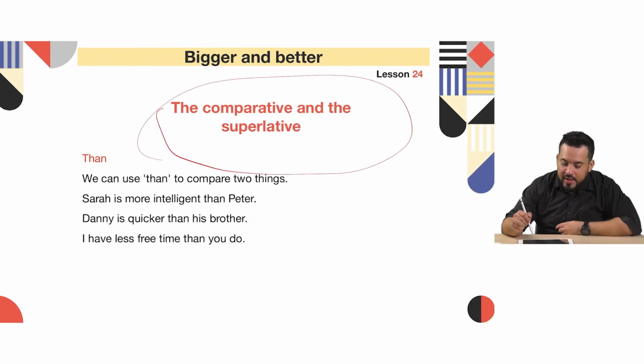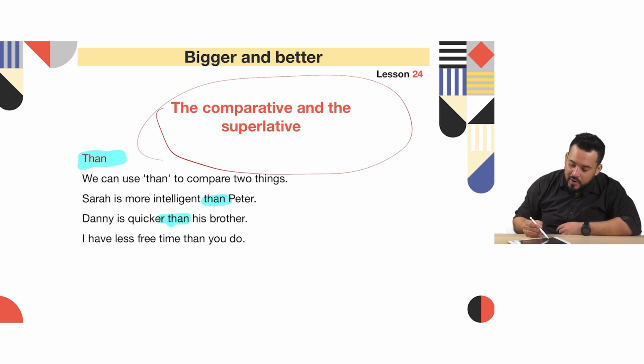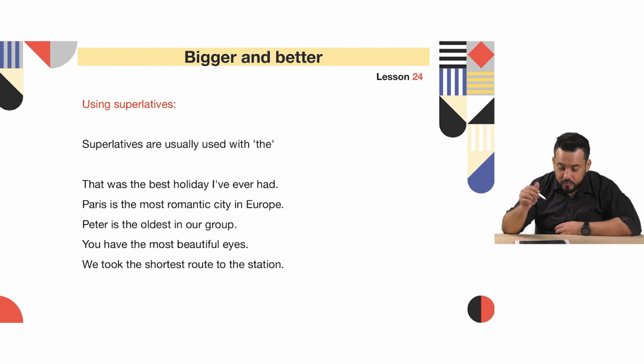Comparative and the superlative. Than. We can use than to compare two things. Like Sarah is more intelligent than Peter. Danny is quicker than his brother. I have less free time than you do. So we use than when we are comparing two things.